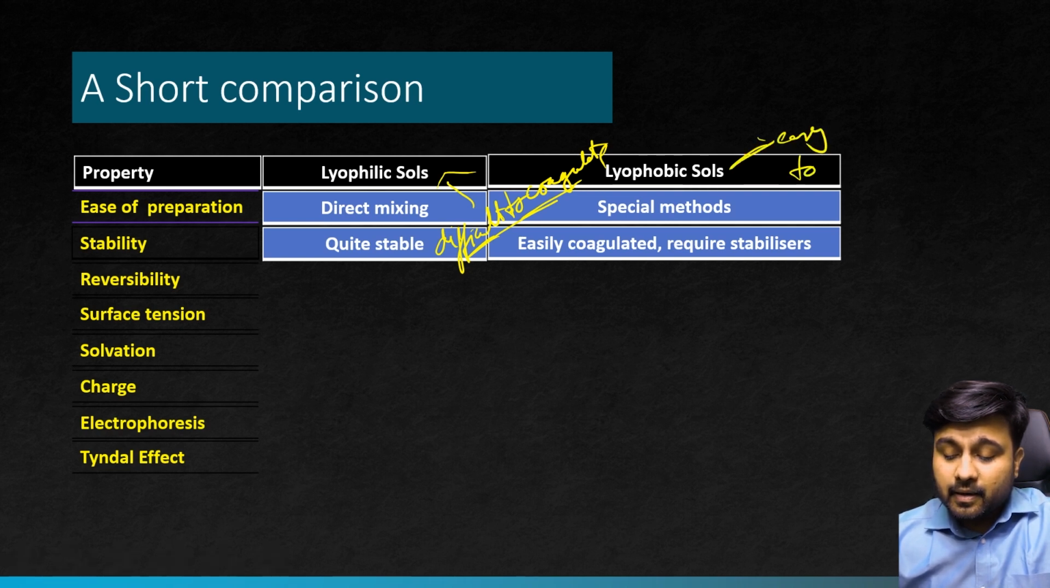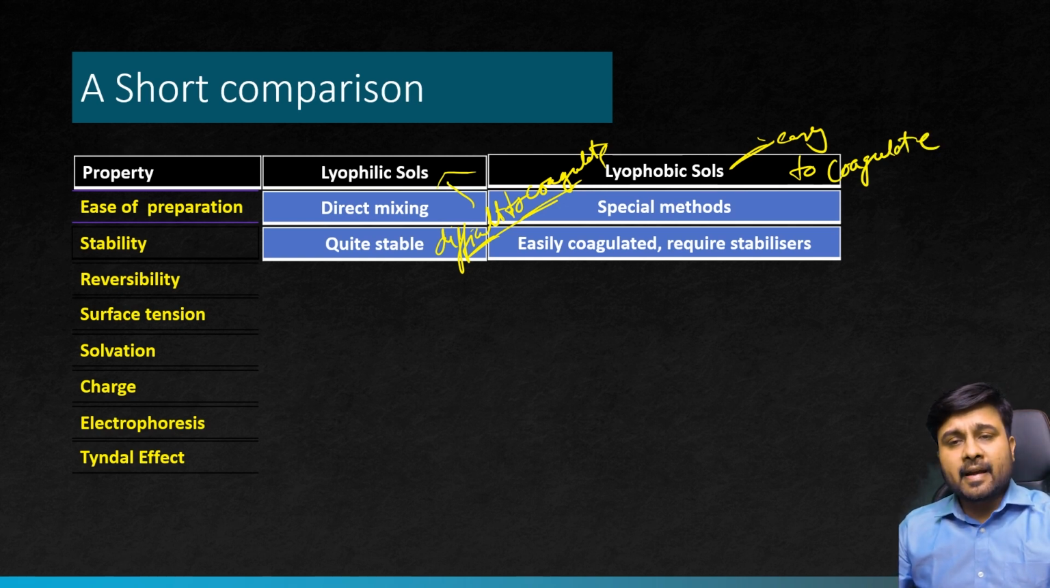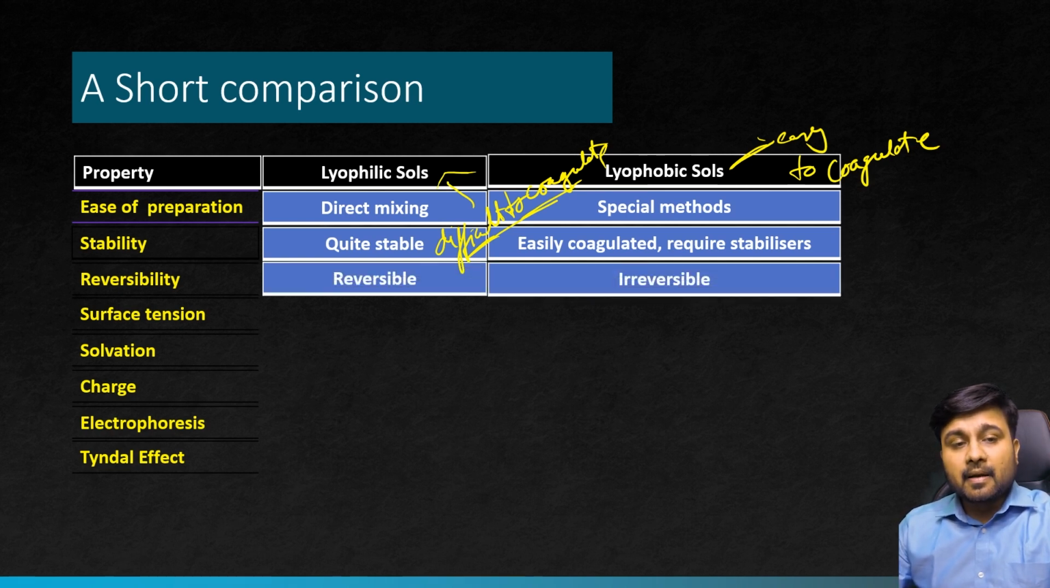easily coagulated. You can very easily coagulate a lyophobic colloid. Simply heat it a little, or add some salt or some other electrolyte, and that lyophobic colloid will be easily coagulated, whereas lyophilic will be difficult to coagulate. They are very much stable. Lyophilic colloids are generally reversible and lyophobic are irreversible, meaning whether you can convert them back into colloid after coagulation or not, that is the property we are dealing with here.